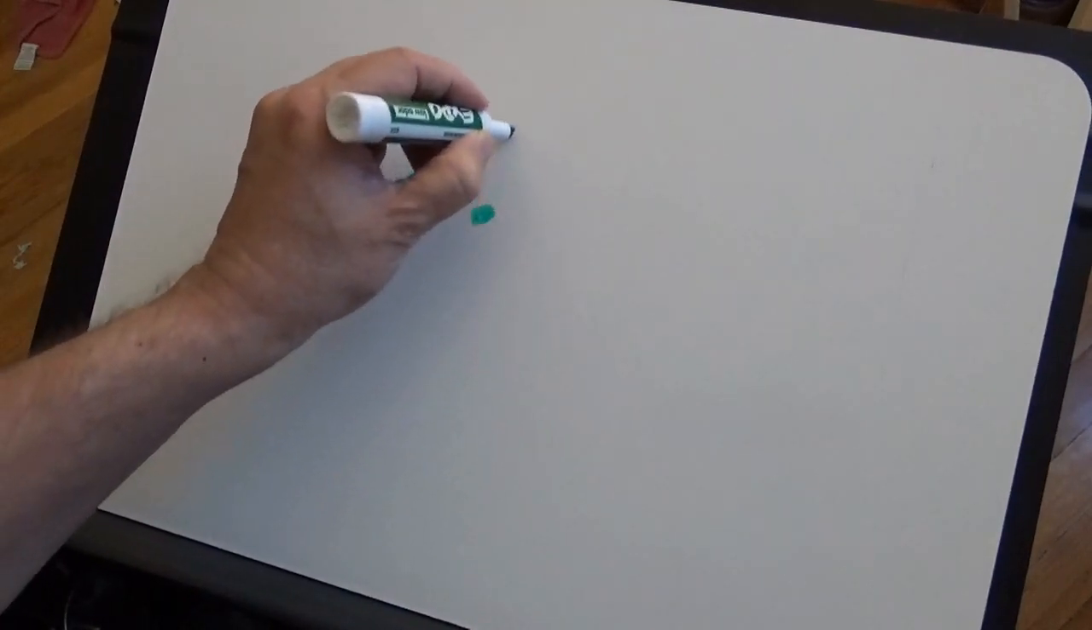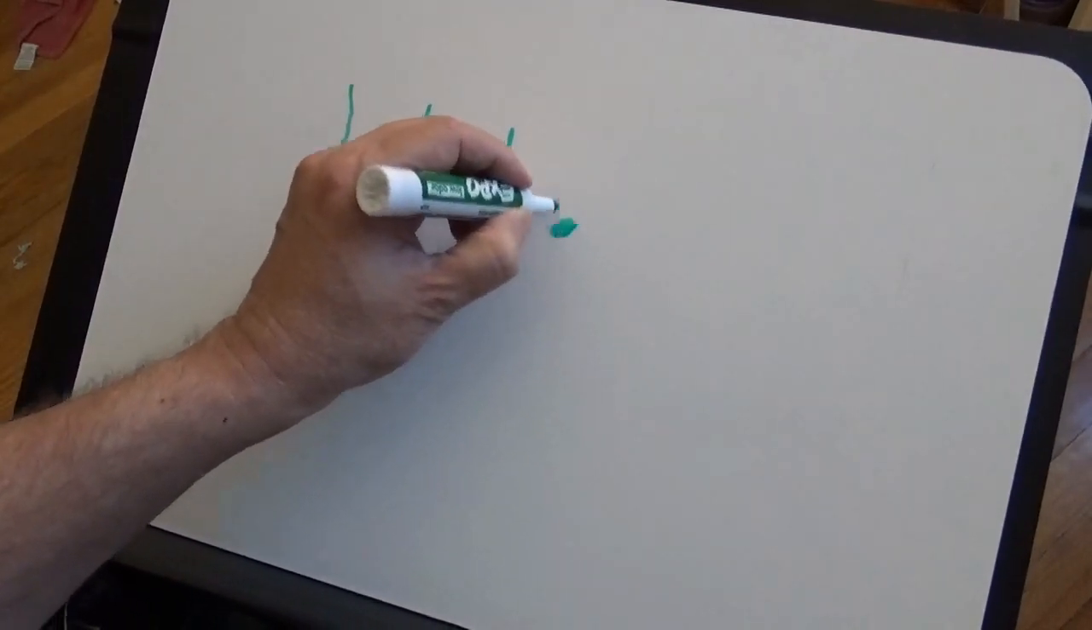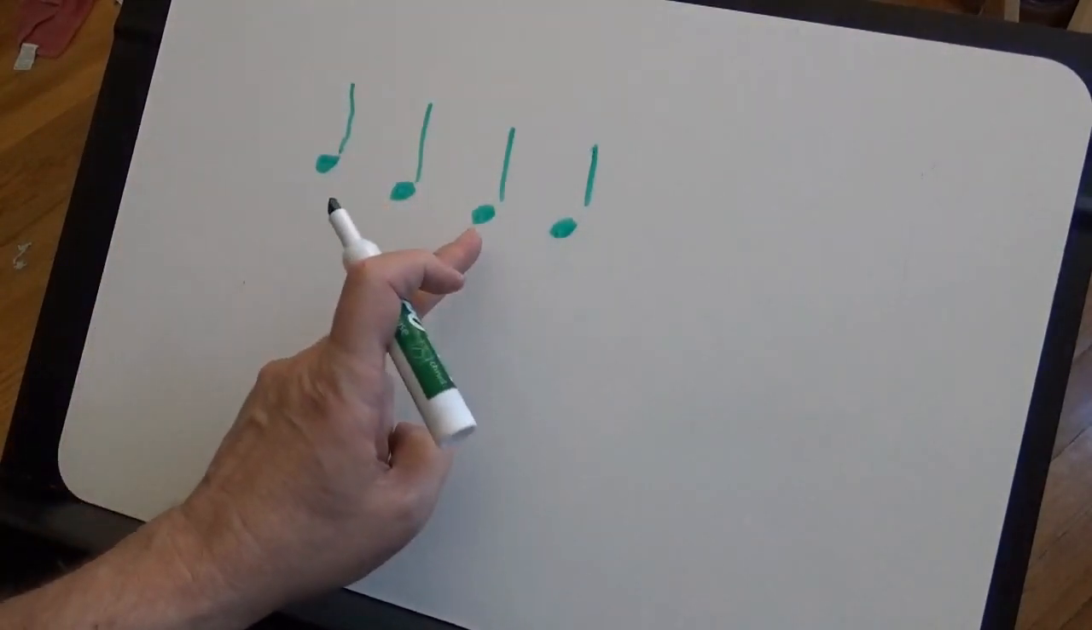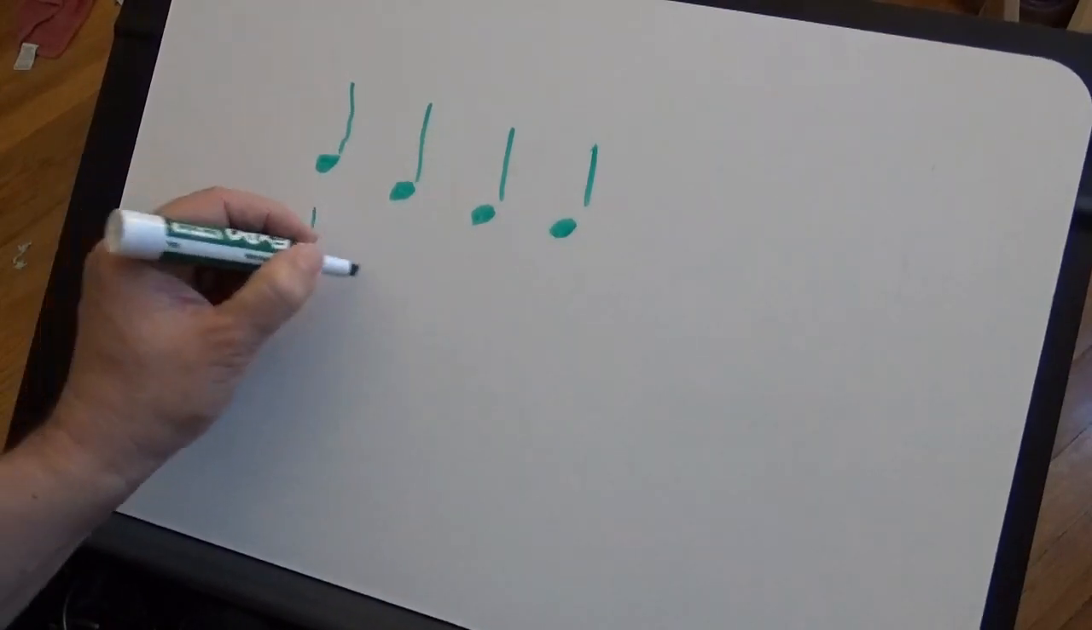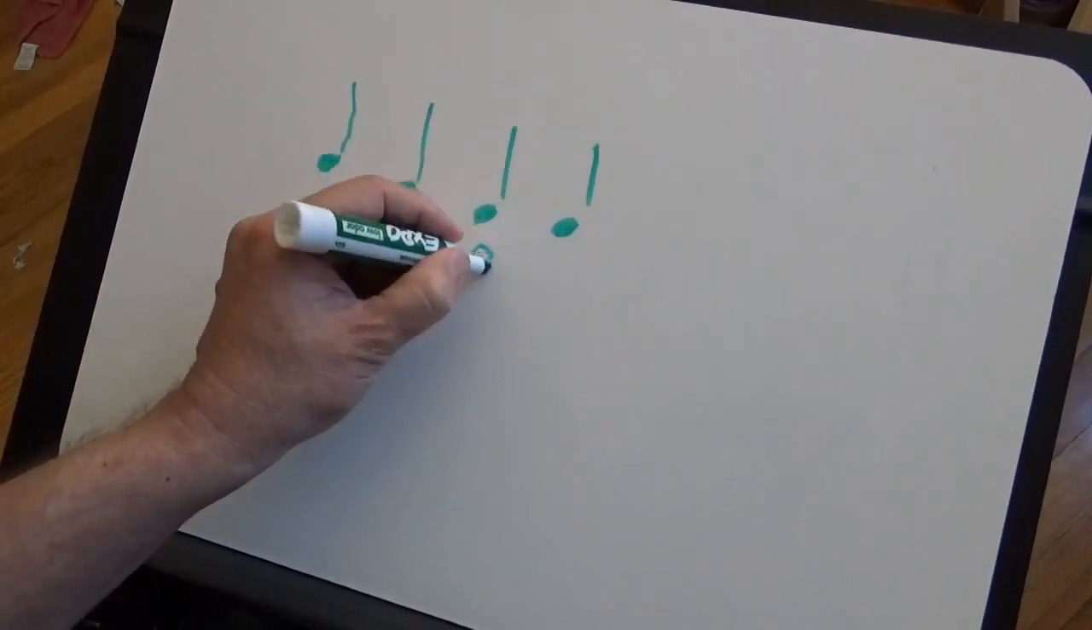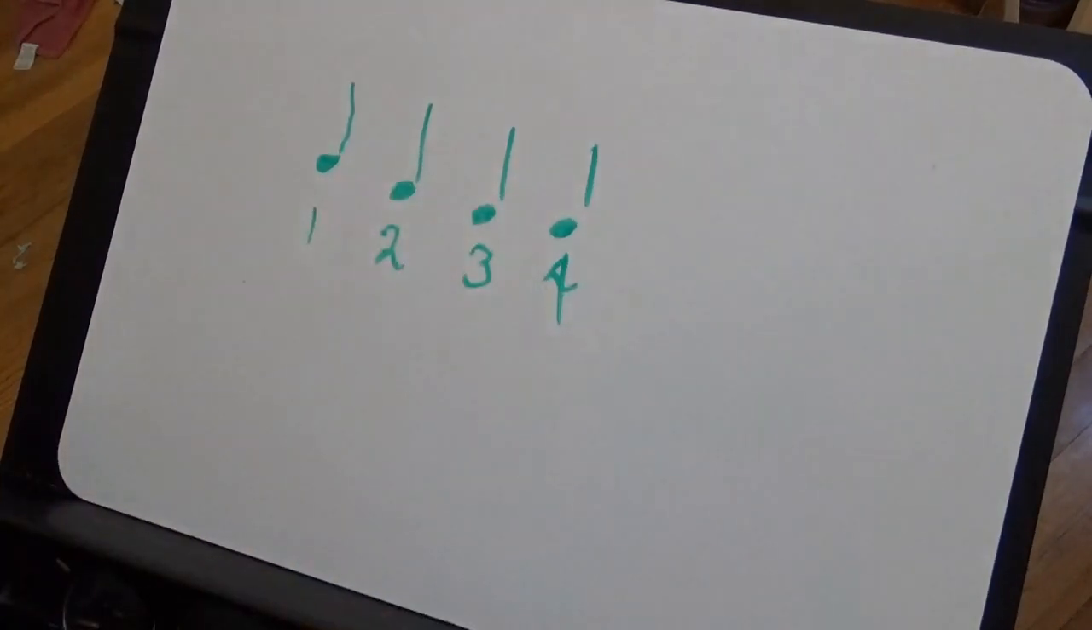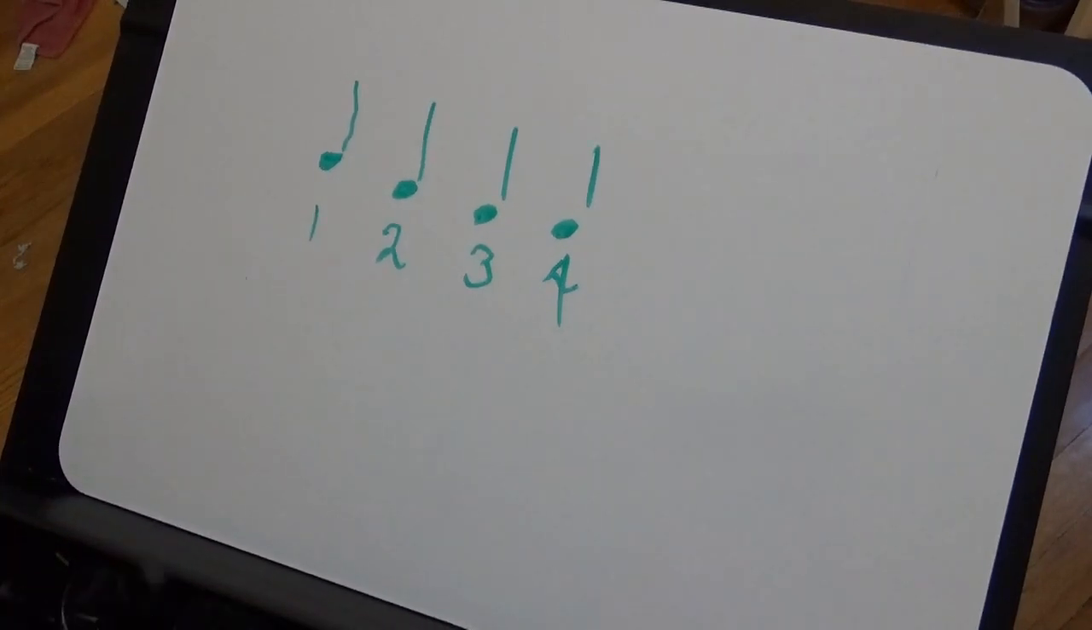Now, we talked about the pulse going in steady quarter notes. Quarter notes look like this. Pardon my left-handedness. 1, 2, 3, 4. 1, 2, 3, 4. Okay, now, eighth notes, when we divide it in half, we add, and I'm going to do it in a different color.